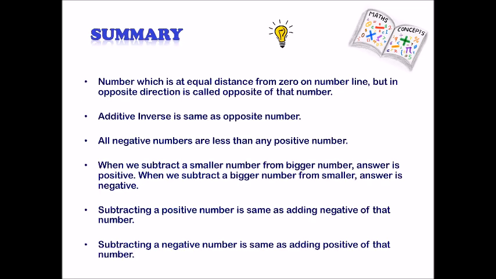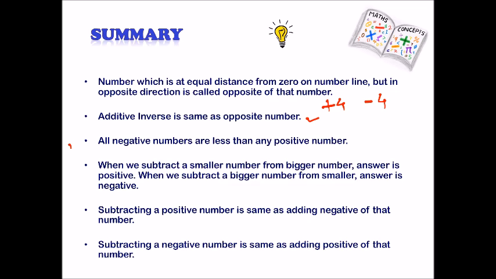Okay, now let's summarize what we have learned today. Number which is at equal distance from 0 on the number line but in opposite direction is called opposite of that number. We saw example plus 4 and minus 4 are opposite numbers of each other. These are also called as additive inverse of each other, and additive inverse is same as opposite number.